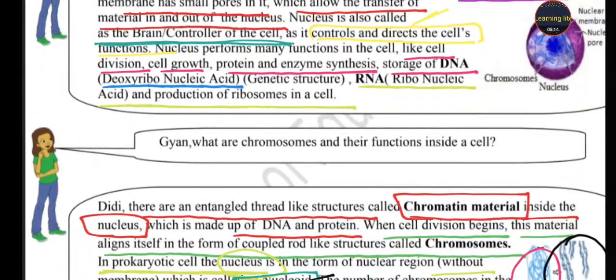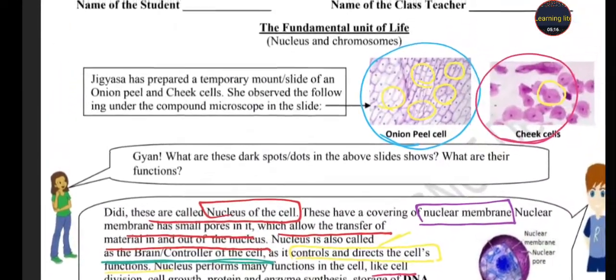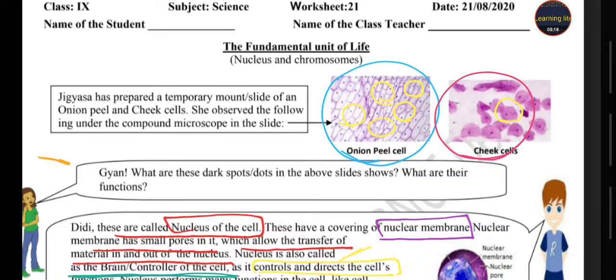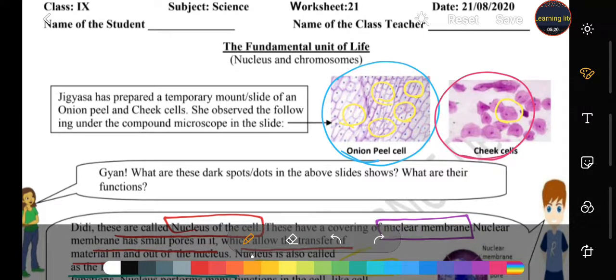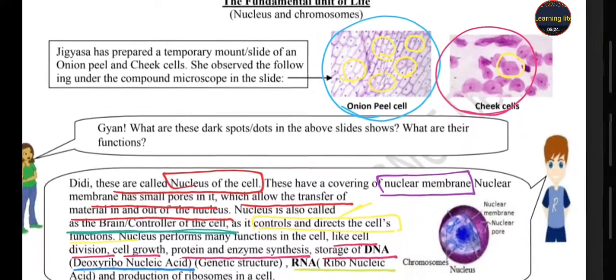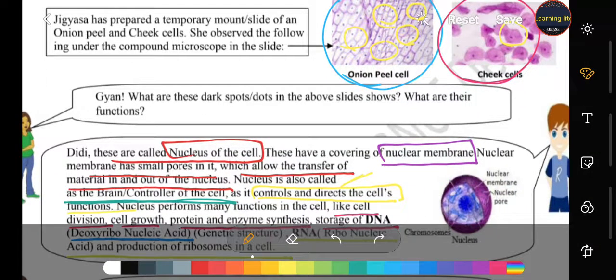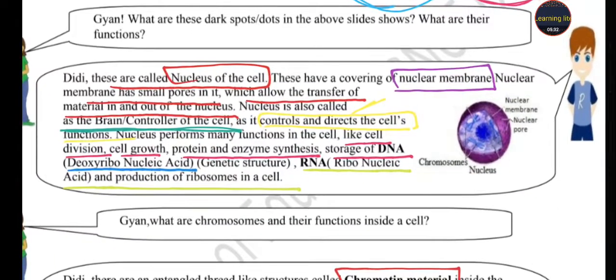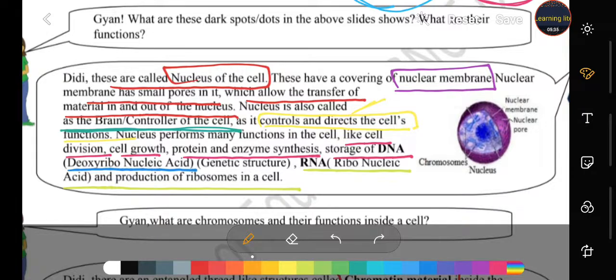So this is today's worksheet, and what we read in today's worksheet about the nucleus. What is the nucleus? The brain of the cell. And what are the functions of the nucleus, students? It controls and directs the functions of the cell. It helps in cell division. It helps in cell growth, protein and enzyme synthesis. It also stores DNA, RNA and produces ribosomes.